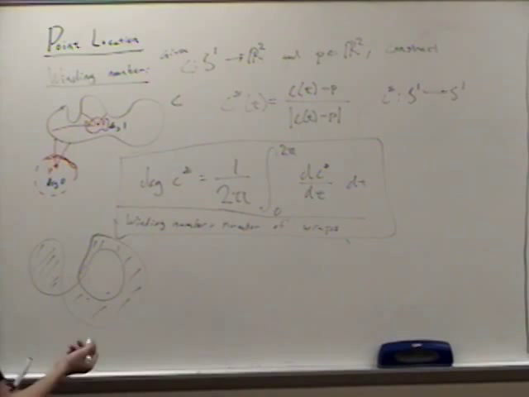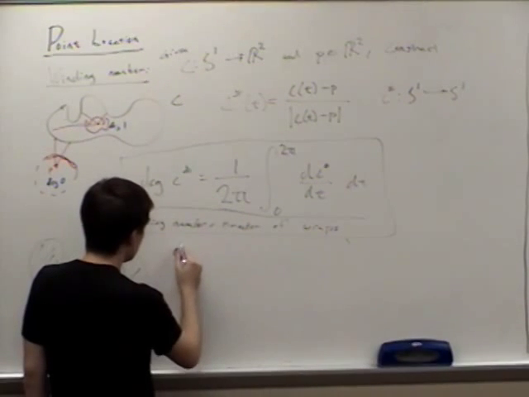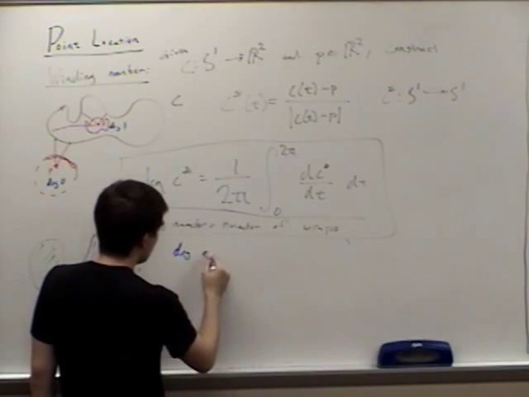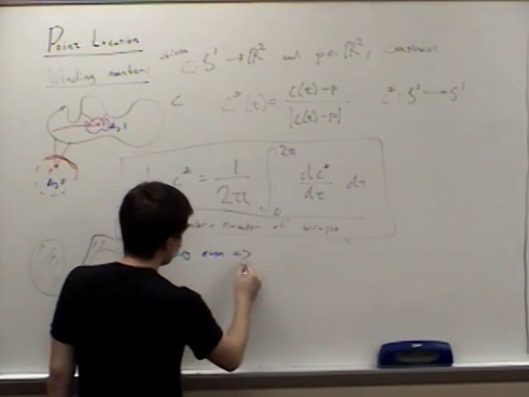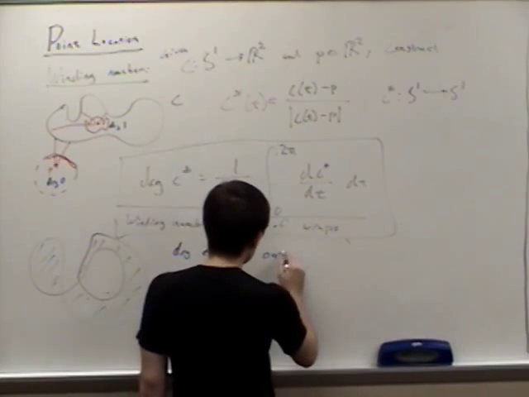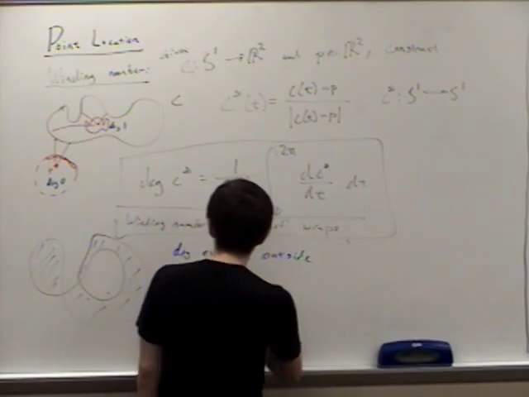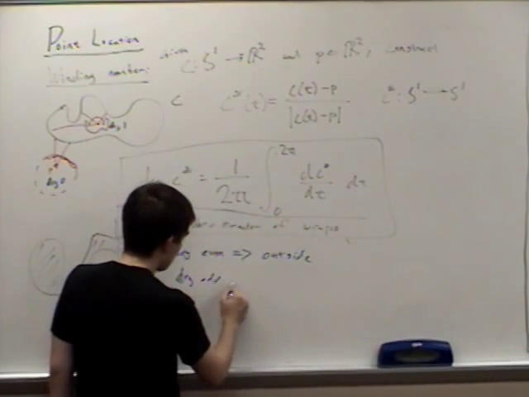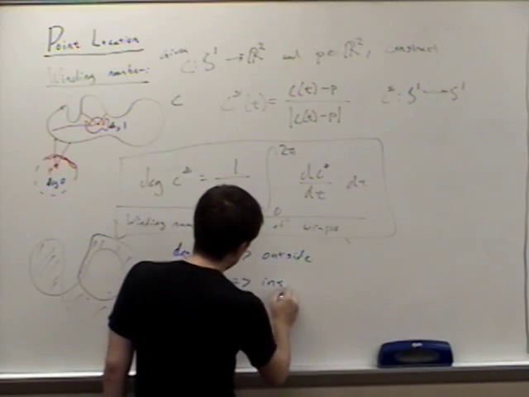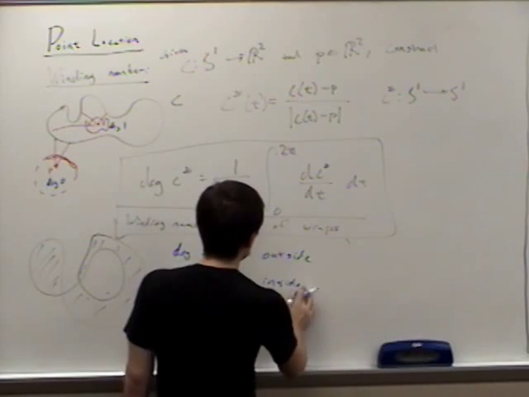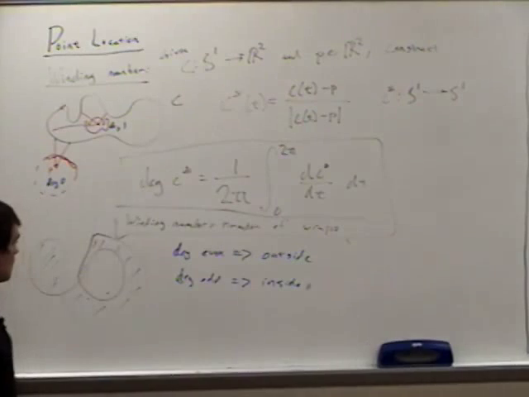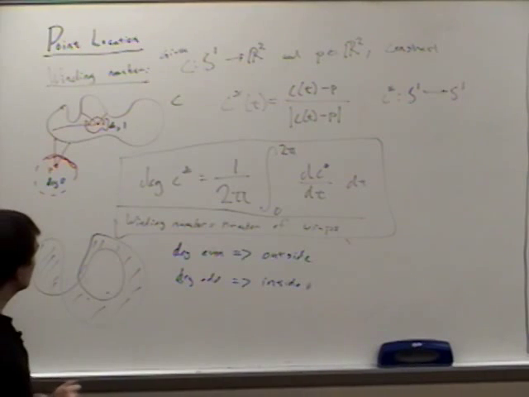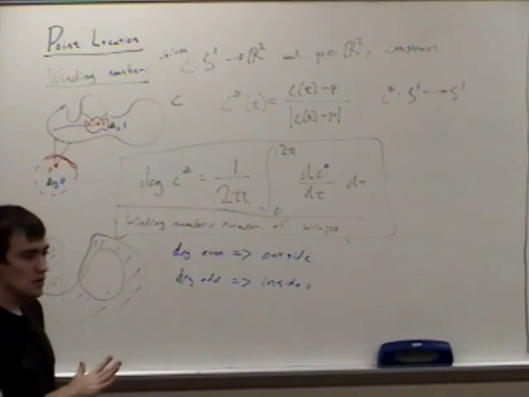So this is the idea: if the degree is even, we'll say that implies outside, and if the degree is odd, that implies inside, when we're talking about 2D space. Yeah, for 2D curves, it's just 1 or 0.